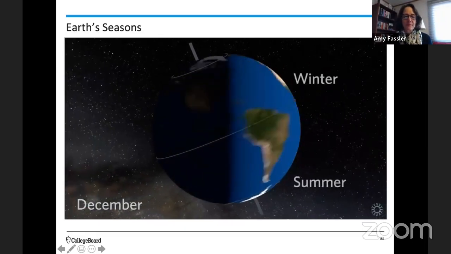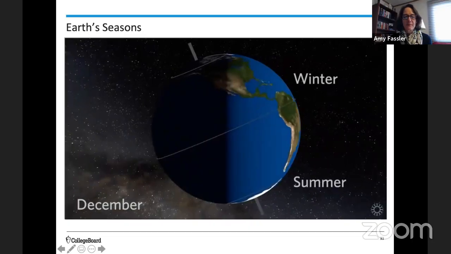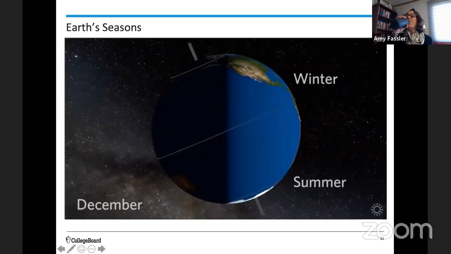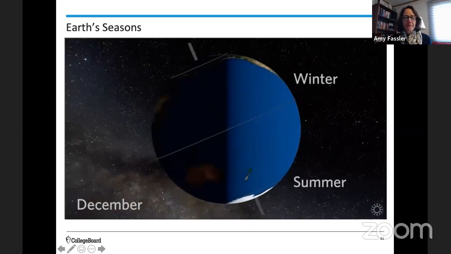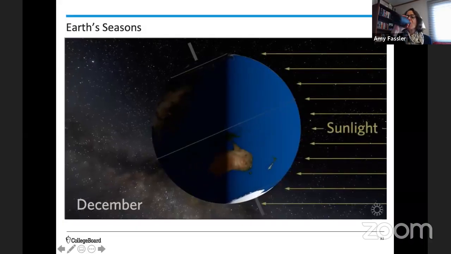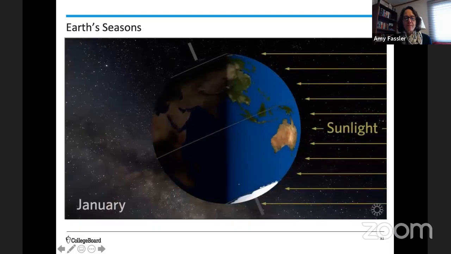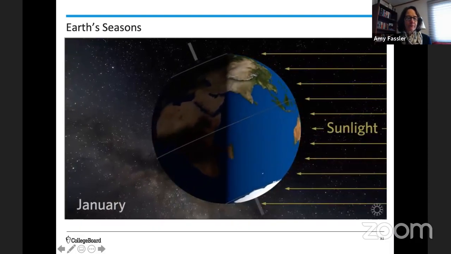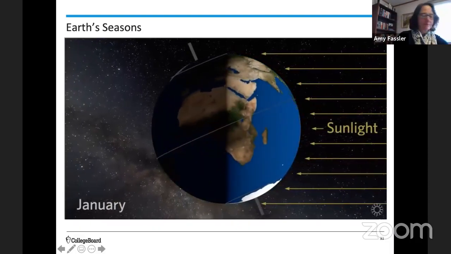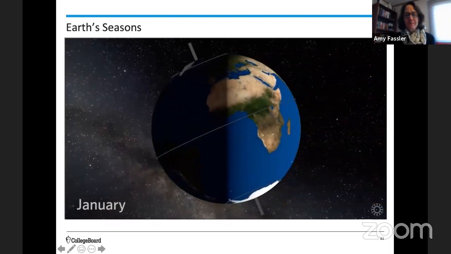Let's look at Earth when it's winter in the northern hemisphere. Observe how the North Pole tips away from the sun. This means that sunlight strikes the northern hemisphere at a shallow angle for a short period of time. This is why winter weather is generally cool, with short days and long nights.